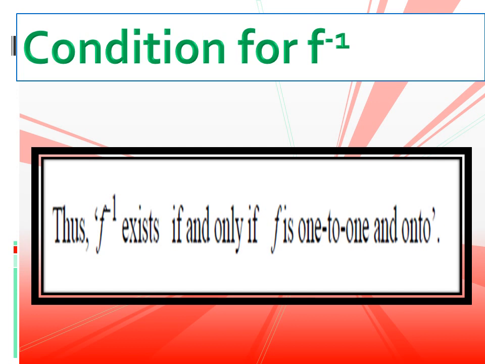What is the condition for f inverse to exist? f inverse exists only when f is 1 to 1 and onto. That is, f is a bijective function, then f inverse exists.